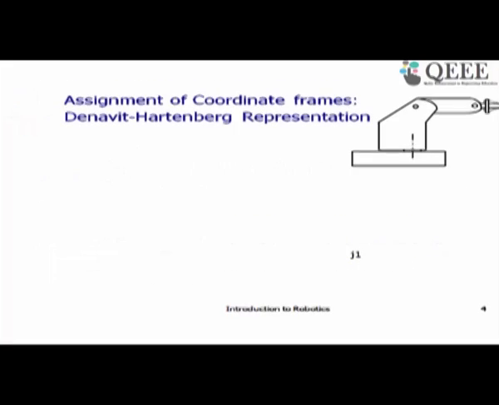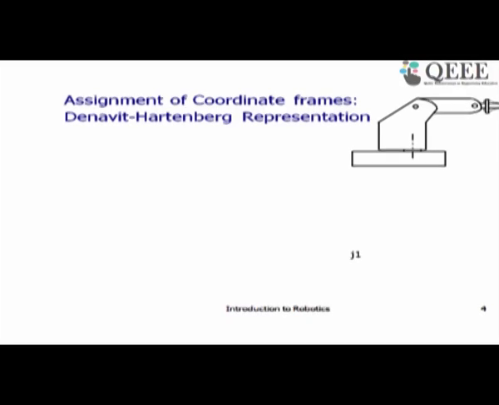To do that, we start with the basic problem of assignment of coordinate frames first, and then we go with the formulation of the relationship between joint variables and Cartesian space. So the first starting point is the assignment of coordinate frames.